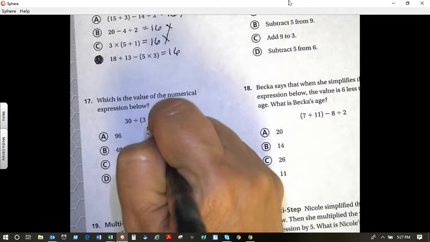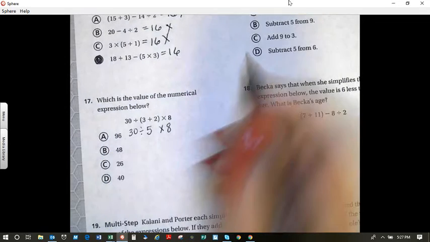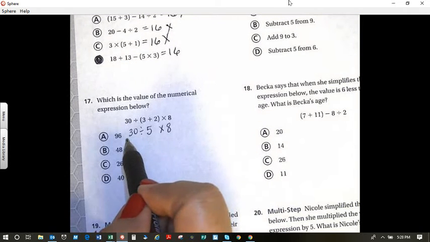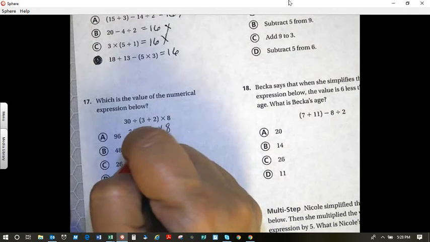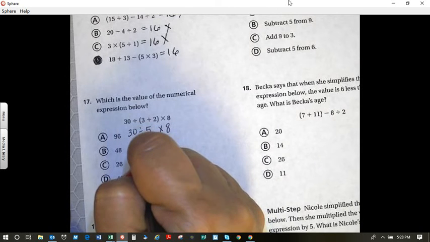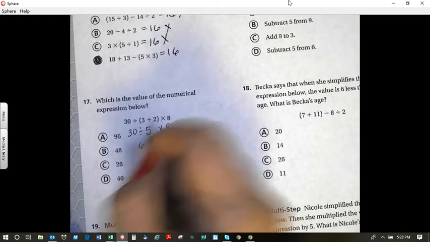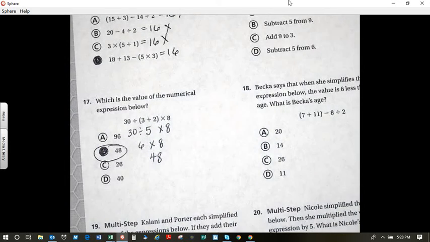I'm going to put times 8 and then 30 divided by. Now, it has multiplication and division, so I need to start from the very beginning and go to the right. So what is 30 divided by 5? That's 6. 6 times 8, it's 48. So do you see how that? You've got to start again from left to right.